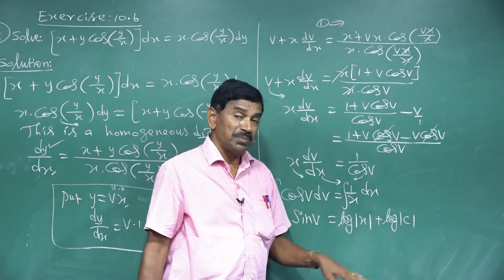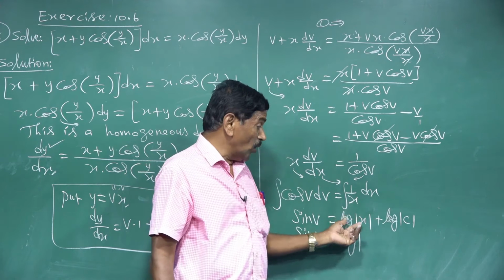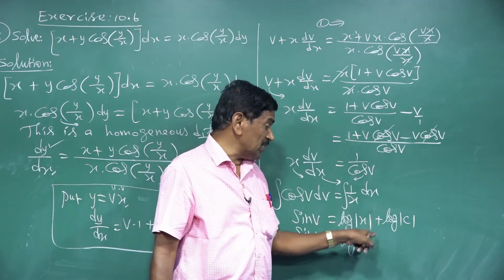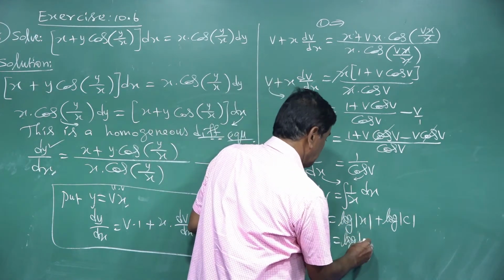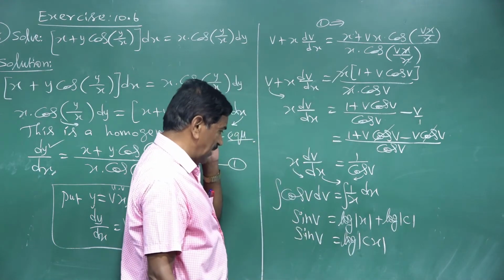Here, the right hand side is of the form log m plus log n, which is equal to log m into n. That is the product rule. Here the plus in the middle means a multiplication. So log cx or xc. So cx is best. So log cx, that's all. Okay, up to this correct.